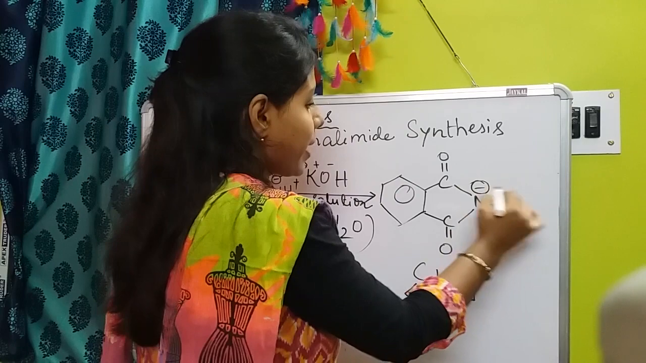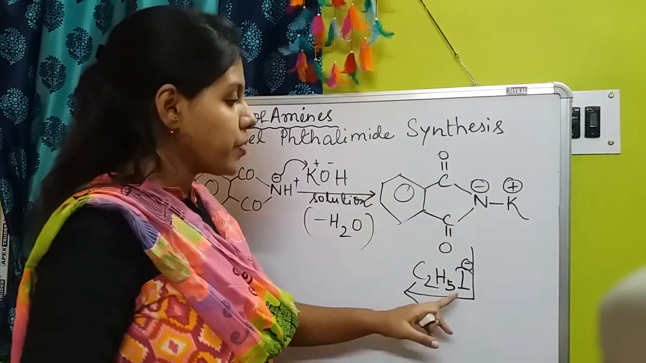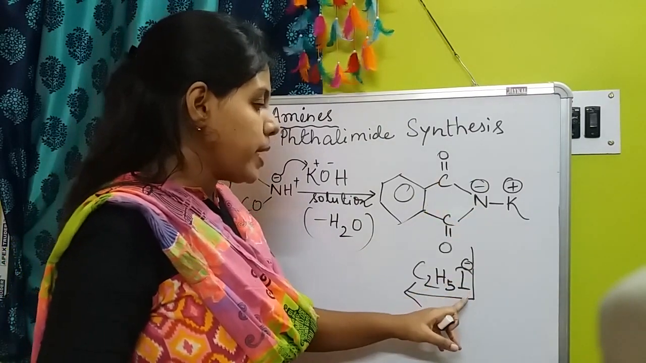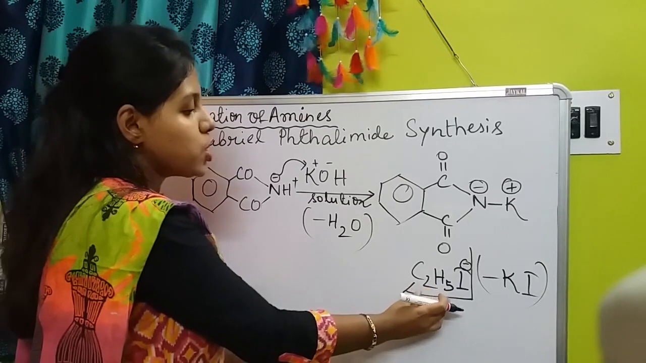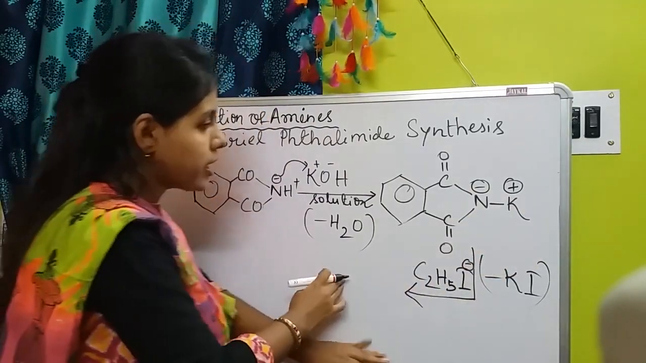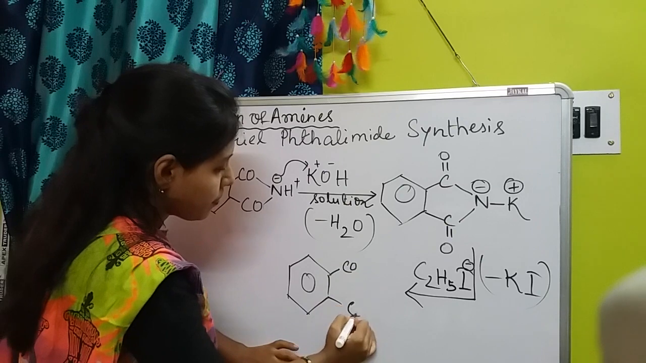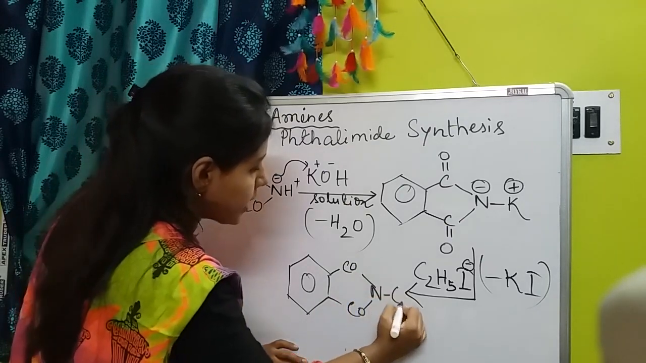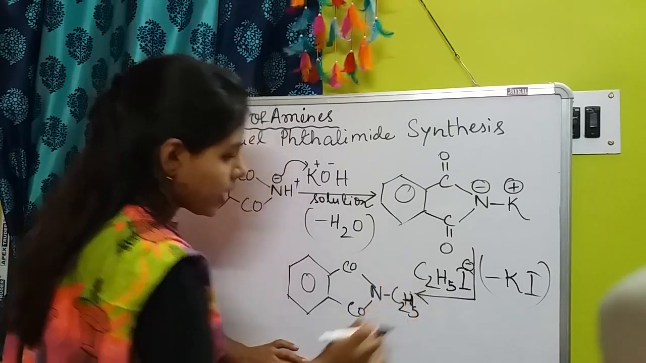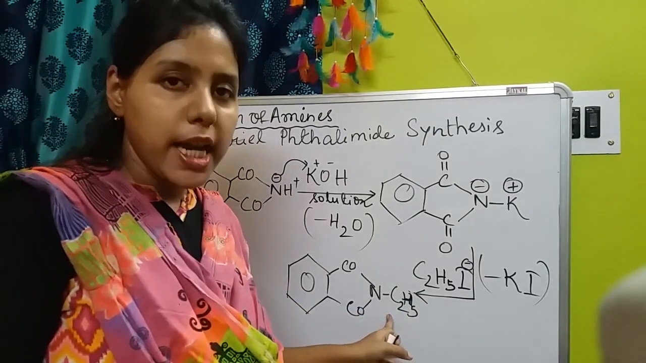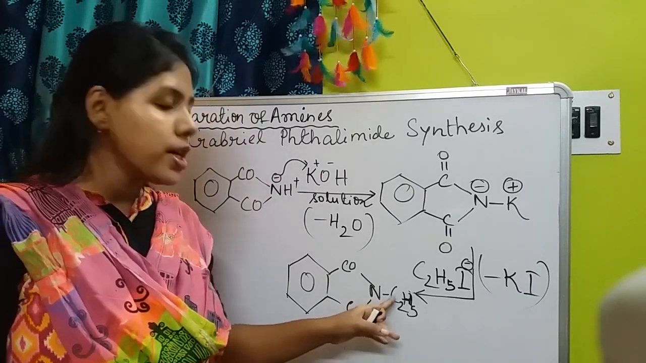Okay, so now what will happen? Again, this is minus charge, and this is the plus group. So potassium will be removed with this iodide by forming potassium iodide. Now this C2H5 group will be added to the nitrogen forming this compound, CO single bond N, and here there will be the addition of this alkyl group C2H5, that is attached here with the nitrogen. So nitrogen single bond C2H5.